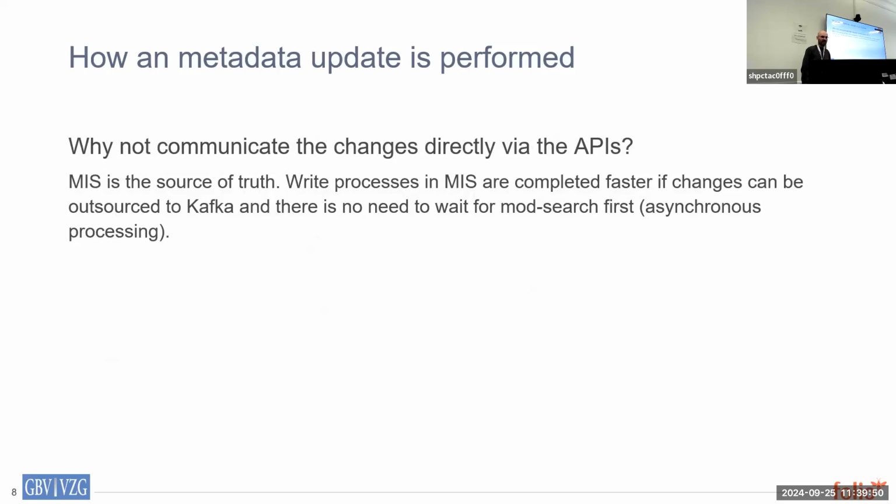That was a question that came up when we did some discussion internally. Why hasn't it been decided that the changes are communicated directly via an API? It sounds like, because mod inventory storage is the source of truth for all those changes, it has to be really fast, so that when you go to inventory, edit a record, and save it, you don't want to wait for the mod search index to be updated.